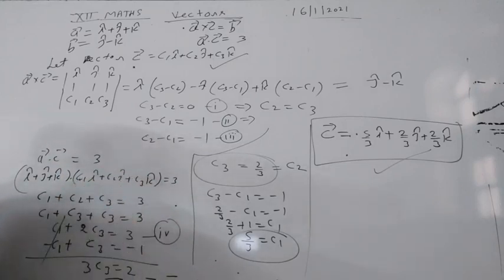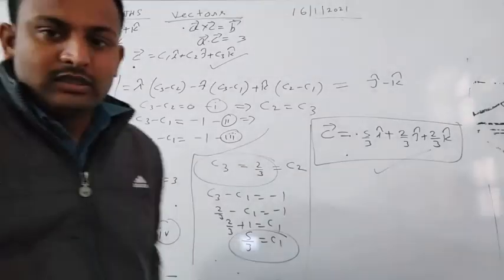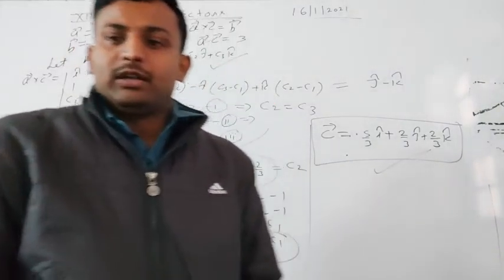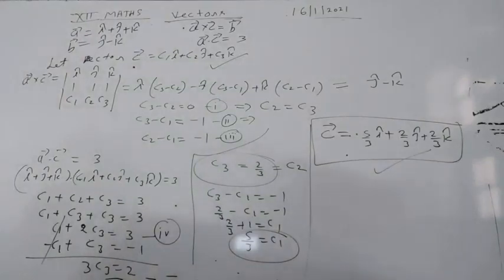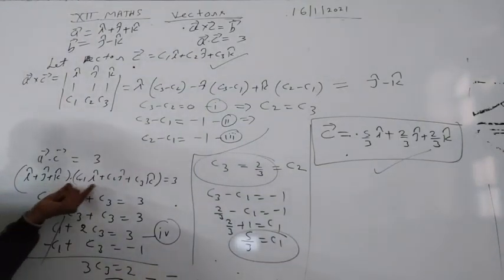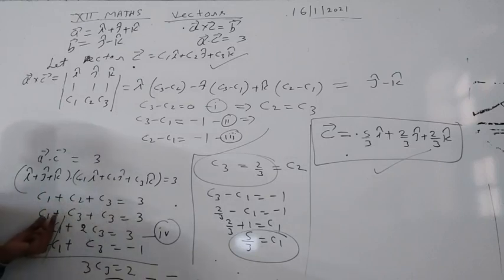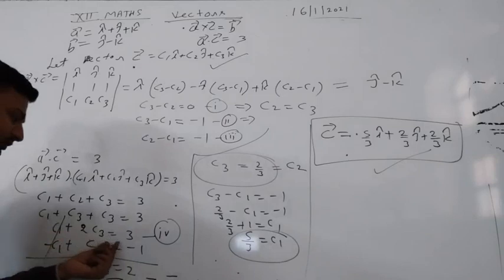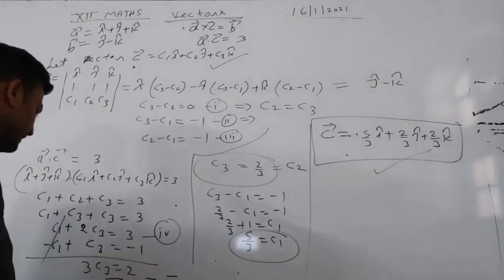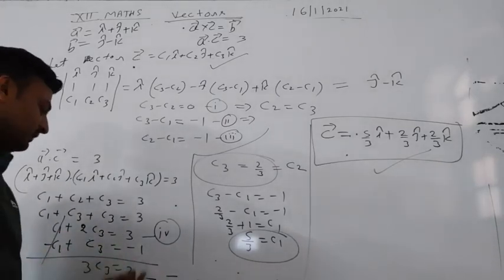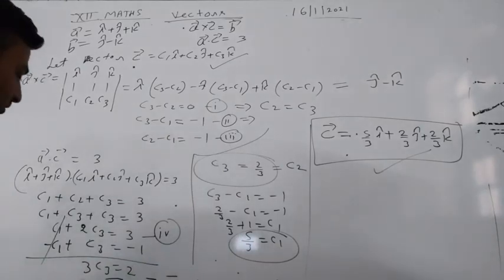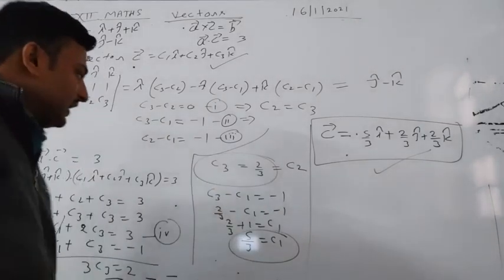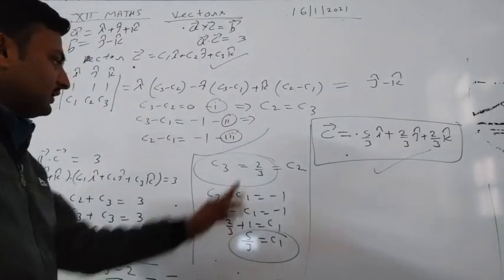Now, when we are using dot product, you know i dot i is 1, j dot j is 1, k dot k is 1. So, student, when we apply this concept, we get C1 plus C2 plus C3 is 3, and minus C1 plus C3 is minus 1. Okay, so C3 is 2 by 3, and C2 is this.